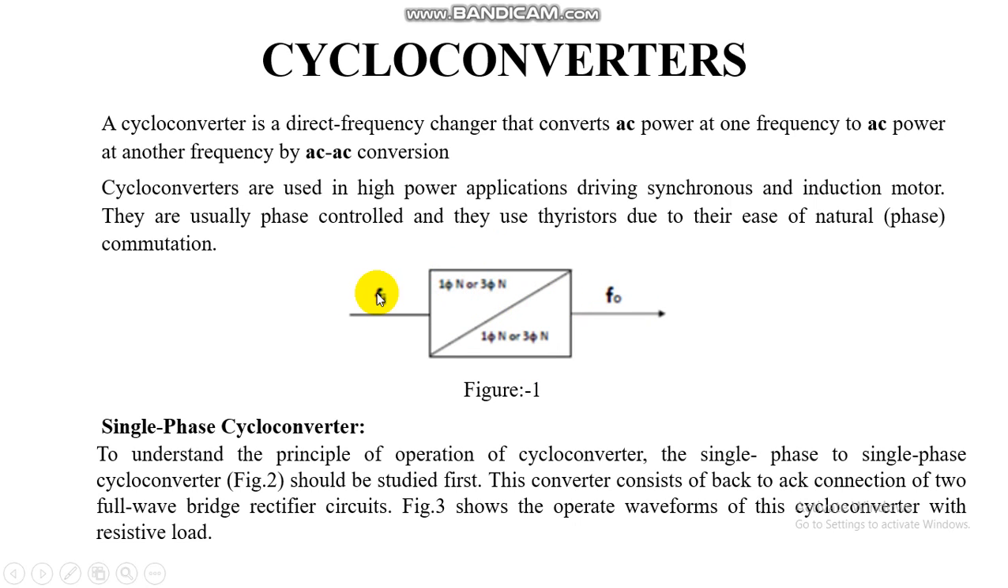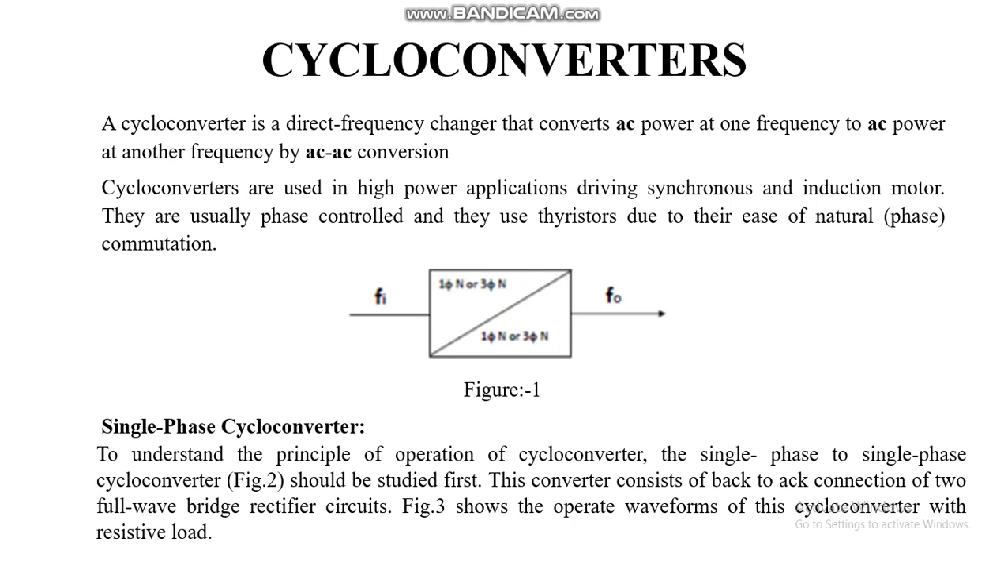Basically, these cycloconverters are two types: step-up cycloconverter and step-down cycloconverter. Step-down cycloconverter means the output frequency from the cycloconverter is always less than the input frequency. That is, F0 is less than the Fi. In case of step-up cycloconverters, the output frequency is always greater than the input frequency. That is, F0 is greater than Fi. And these are the basic classification where the frequency conversion takes place.